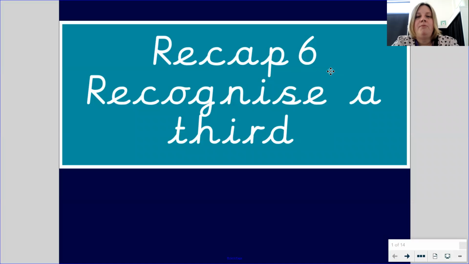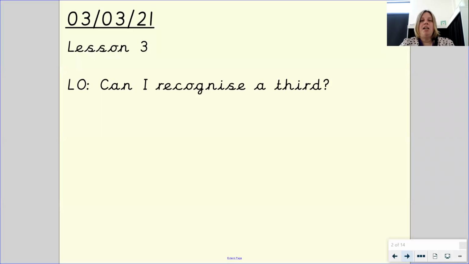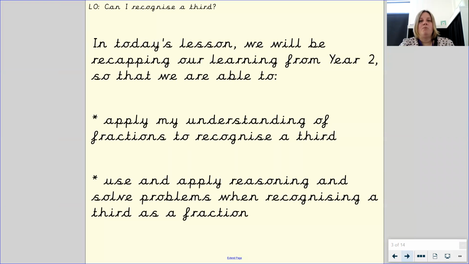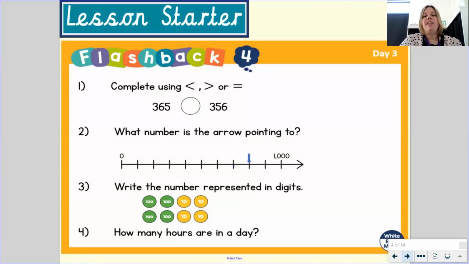In today's lesson, we are going to be recognising a third. Your learning objective is, can I recognise a third? In today's lesson, we will be recapping our learning from year 2 so that we are able to apply our understanding of fractions to recognise a third, so that we can use and apply reasoning and solve problems when recognising a third as a fraction.